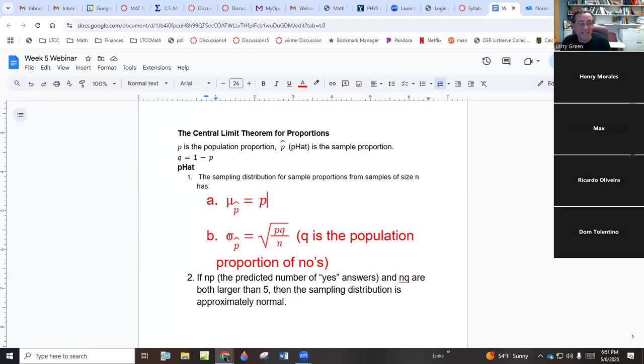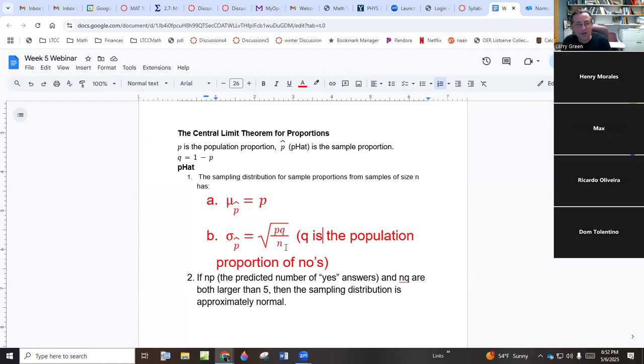The standard deviation of all possible sample proportions is equal to the square root of PQ over n. Okay? Remember, P is the proportion of yes answers, Q is the proportion of no answers, because if you take 1 minus the proportion of yeses, that's the proportion of no's. You know, if 80% of the people said yes, 20% said no. Any questions on that?